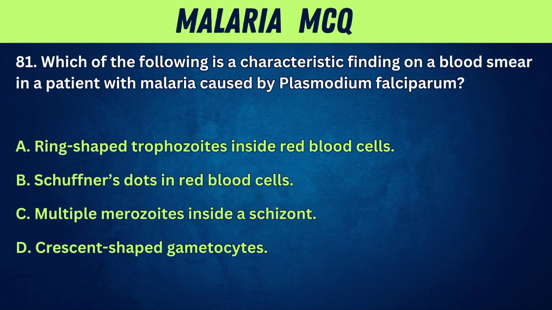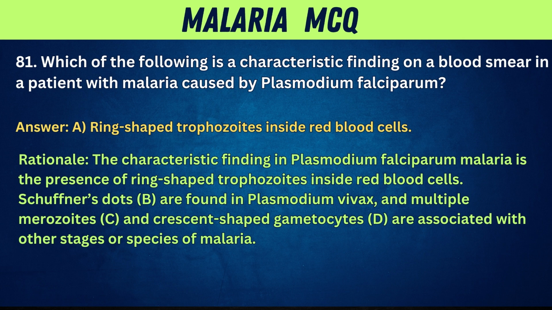81. Which of the following is a characteristic finding on a blood smear in a patient with malaria caused by Plasmodium falciparum? A. Ring-shaped trophozoites inside red blood cells. B. Schaffner's dots in red blood cells. C. Multiple merozoites inside a schizont. D. Crescent-shaped gametocytes. Answer: A. Ring-shaped trophozoites inside red blood cells.